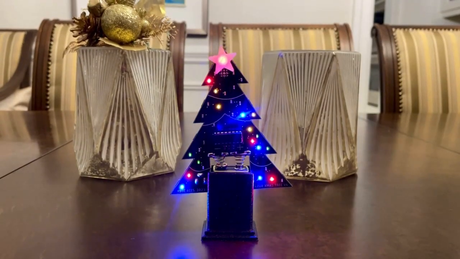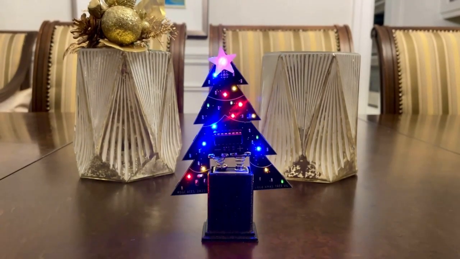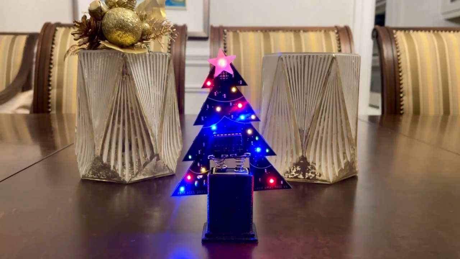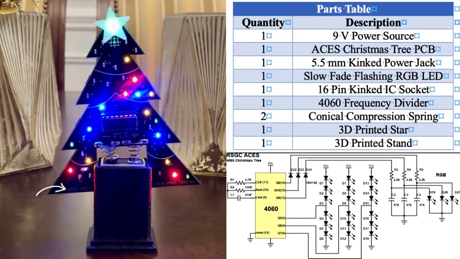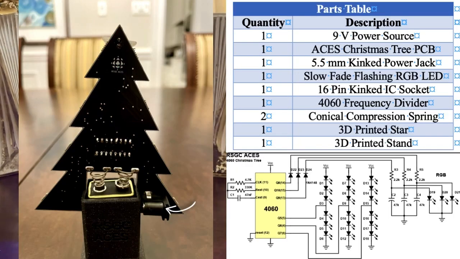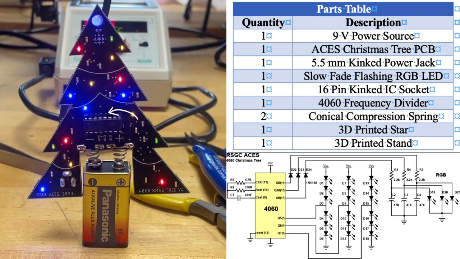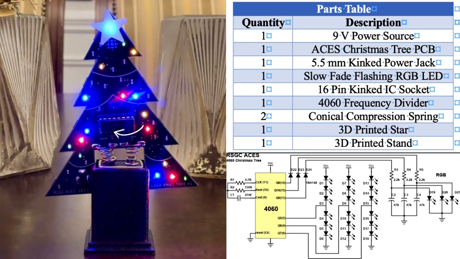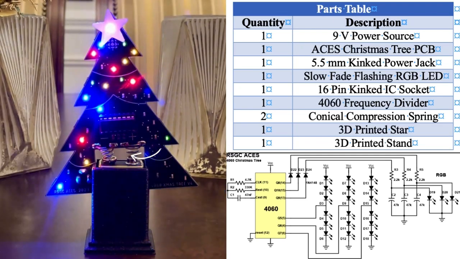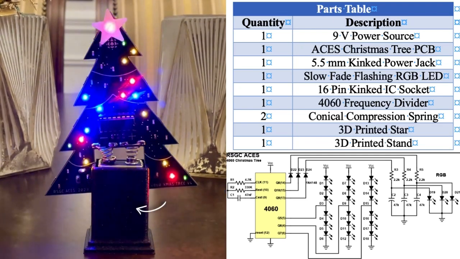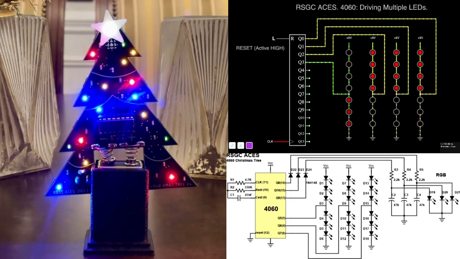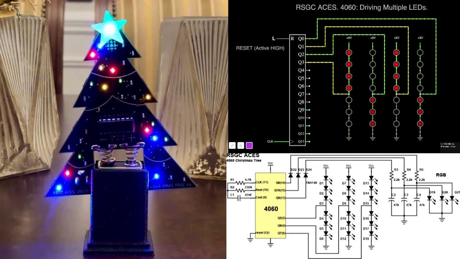The final build with a PCB is the RSGC ACES Christmas tree. This circuit consists of 9 parts: one 9-volt power source, ACES Christmas tree PCB, 5.5mm kinked power jack, slow fade flashing RGB LED, 16-pin kinked IC socket, 4060 frequency divider, 2 conical compression springs, 1 3D printed star, and a 3D printed stand. This circuit is similar to the multiple LED circuit and is shaped like a Christmas tree, implementing a PCB.